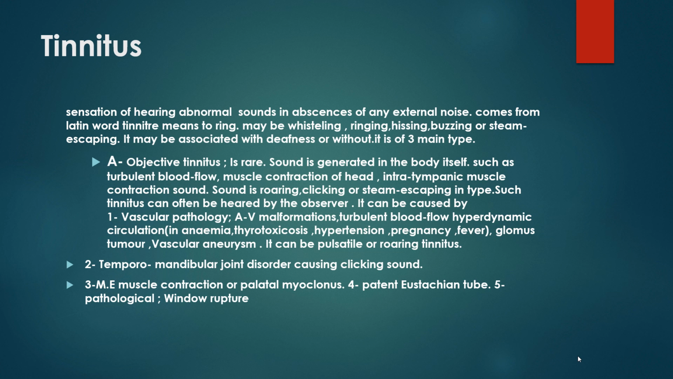We have turbulent hyperdynamic circulation, which we get in anemia, thyrotoxicosis, hypertension, pregnancy or fever. These five are the causes of the hyperdynamic circulation causing turbulent blood flow. Other vascular pathology where we may get objective tinnitus is in the glomus tumor or the vascular aneurysm. The tinnitus can be of the pulsatile or of the roaring type.